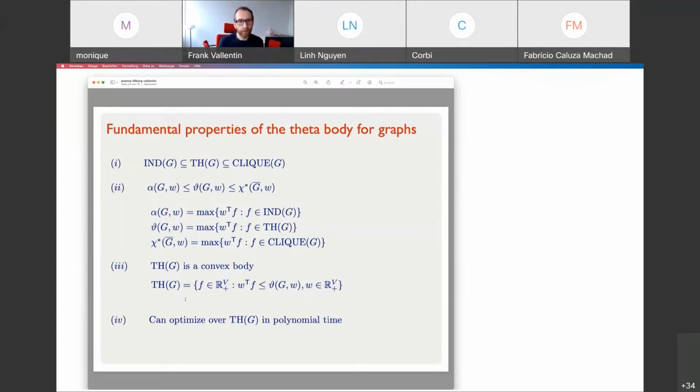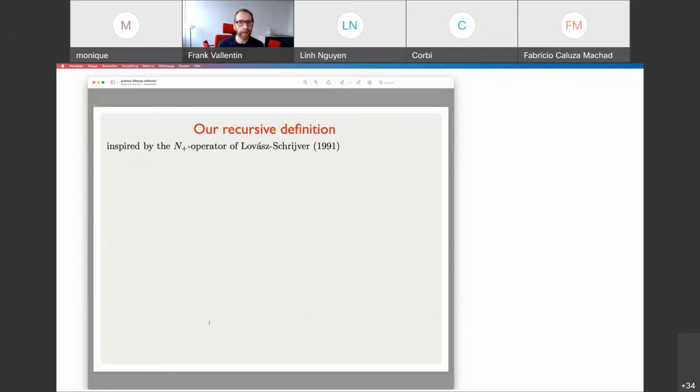And now the plan is to come up with a definition of a theta body for hypergraphs where these fundamental properties are basically surviving. Okay, so let's do that. We come up with a recursive definition of the Lovász theta number for hypergraphs, and we are very much inspired by the N+ operator of Lovász-Schrijver. If you know the N+ operator, you will see a couple of things which are known to you. It's not exactly the N+ operator, but it's inspired by that. Let's give the recursive definition.